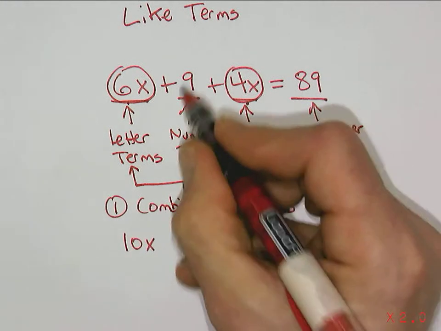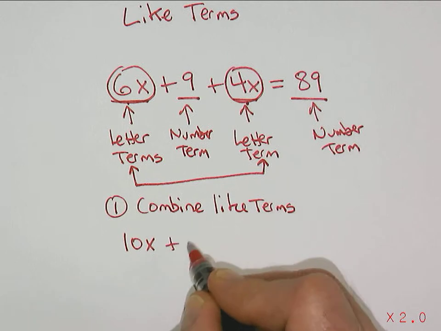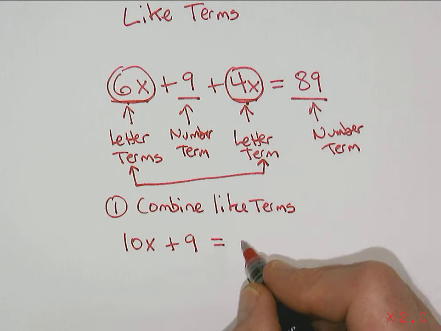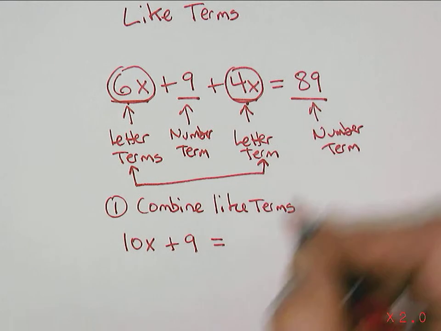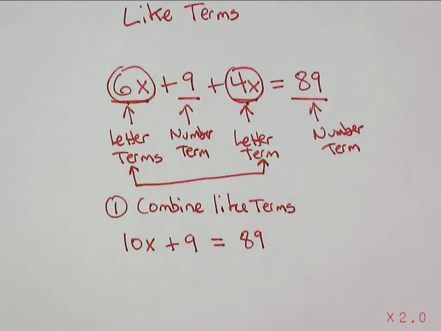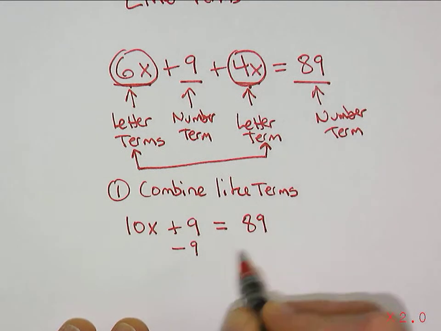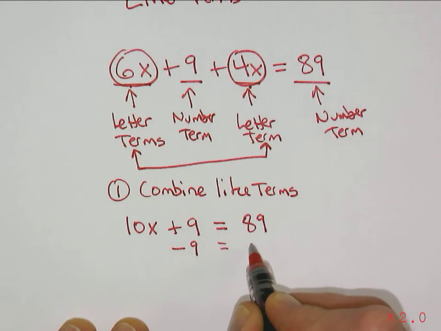And then there's nothing to combine the 9 with on this side, so we'll just leave that. And then we have the 89, which we didn't do anything to either, so we'll just leave that there. And so that's the first step in solving problems with like terms. Just combine those terms, put them together, and then we've actually simplified this problem into what we would call a 2-step problem. And those 2 steps are to, first of all, add the opposite of the number term to both sides.